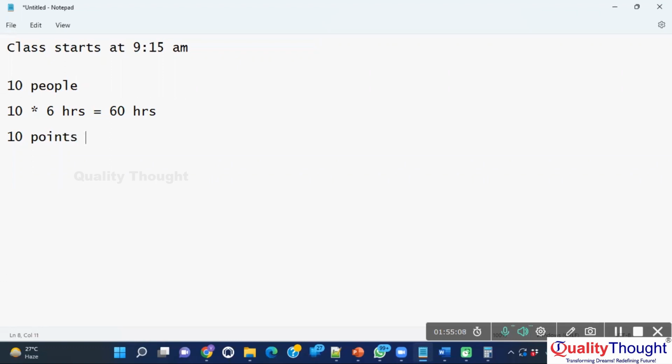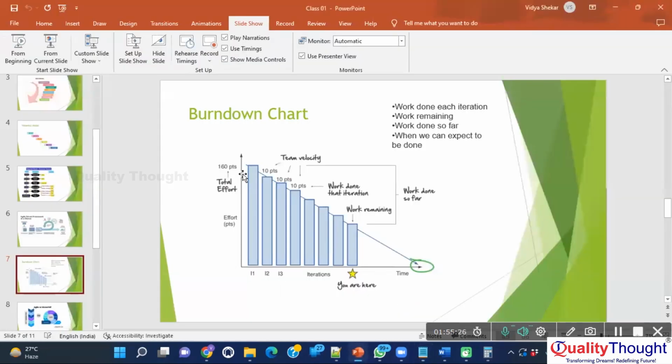So you are delivering 160 points, what is your sprint duration? Sprint duration is 16 days. That is 3 weeks, right? Yes or no? Here I have taken it as 160 points. That is a 3 week sprint. In a day, you can deliver 10 points. So if you are able to deliver 10 points, you are going to write it as 10 hours.